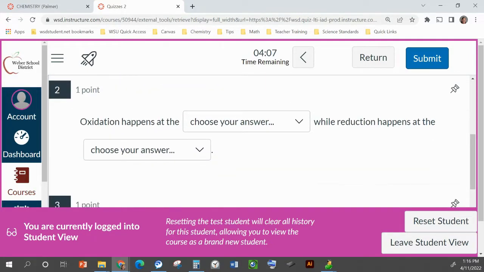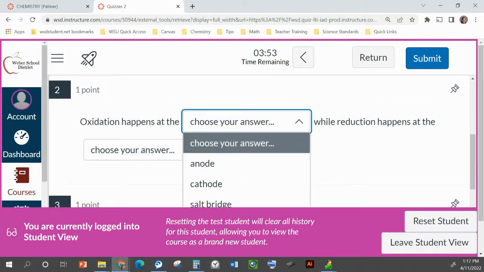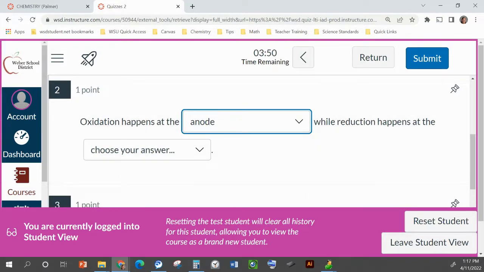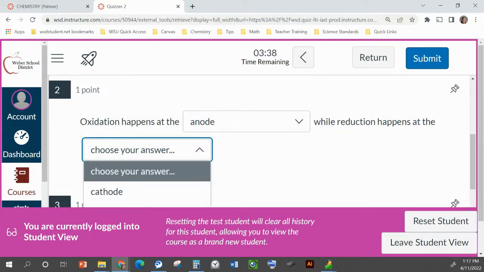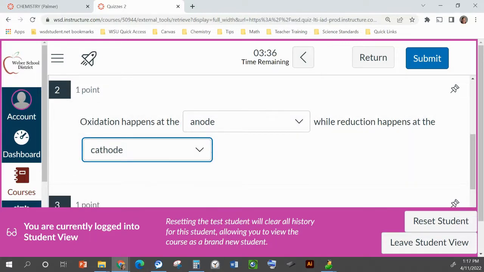Oxidation happens where? Reduction? Oxidation is the opposite of reduction. And no reaction happens at the salt bridge. Good. Oxidation happens at the anode. I remember this because O is a vowel and A is a vowel. These go together. Oxidation happens at the anode. So reduction happens where? The other one. Good. Cathode. Also, C and R, those are both consonants.